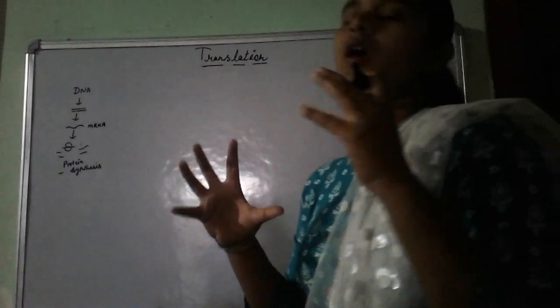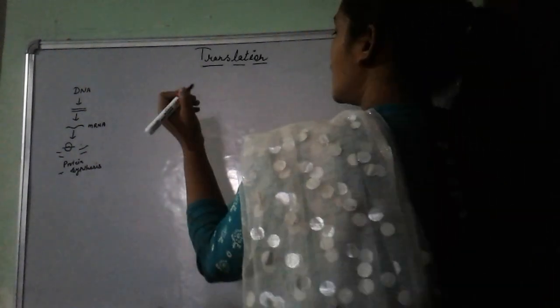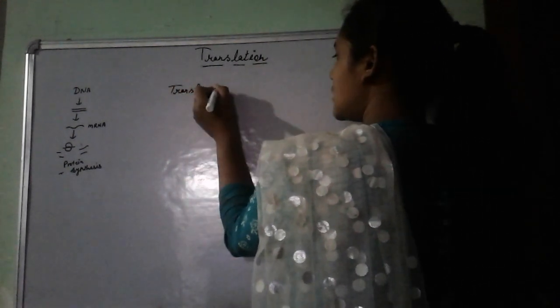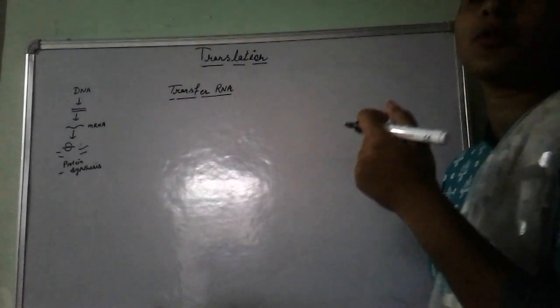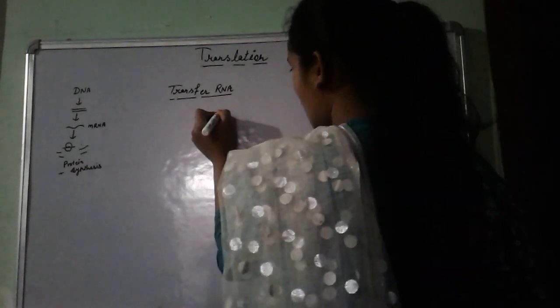So the main aspect of translation is transfer RNA. So we will discuss the transfer RNA structure. So let me draw.